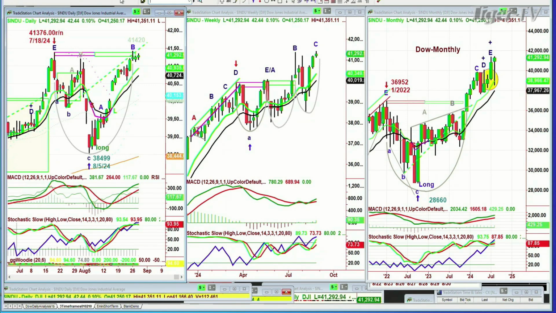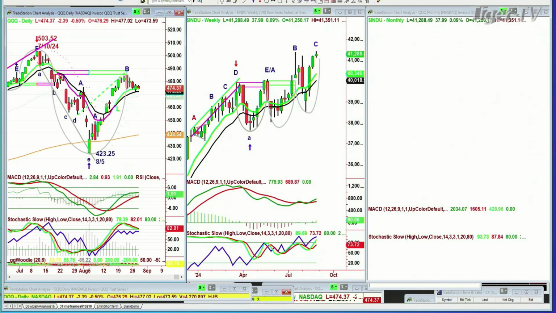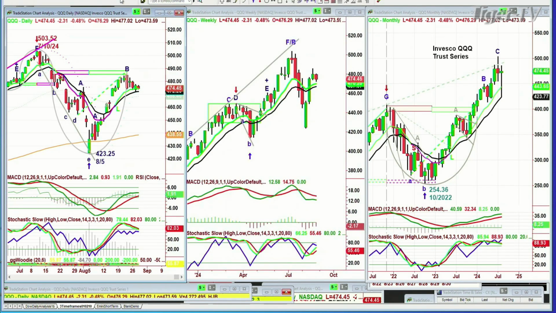I don't know. All right, I'm going to go through these quickly. You got the QQQ trading down 2.31 at 474.45, acting quite poorly actually. Hasn't even broken above that left side, right side price time match to get into the 488, 491 area. So that's kind of weak.